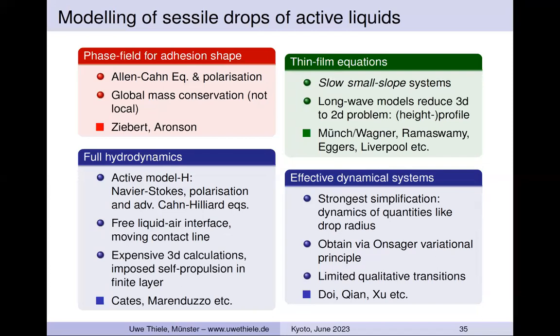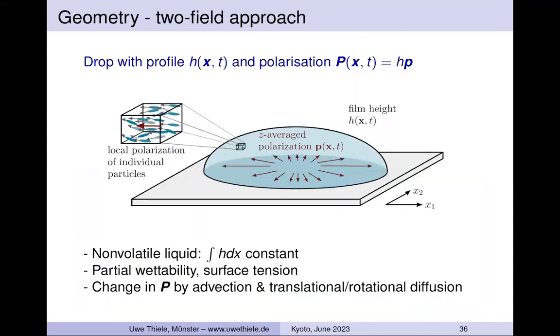They wrote down more effective models by focusing on quantities like the drop radius or the contact line slope, and then wrote down, via Onsager's variational principle, ODE systems directly for these quantities. Okay, so we follow this thin film approach and say now we have this height-averaged polarization. We have the film height, and the liquid is non-volatile, and P can be advected by the liquid, but there's also translational and rotational diffusion. And most importantly, we have coupling terms with the slope of the free surface.